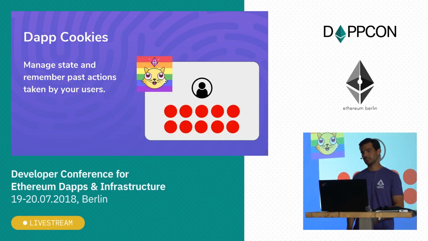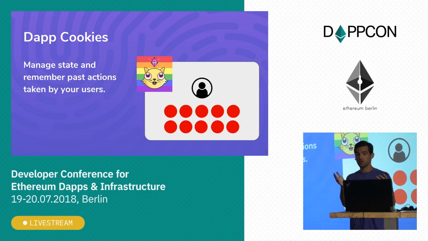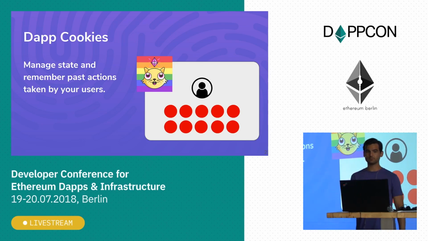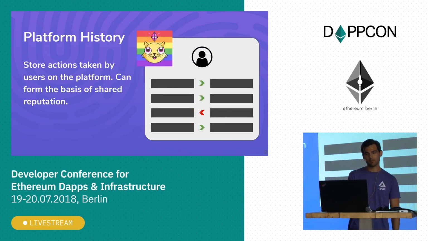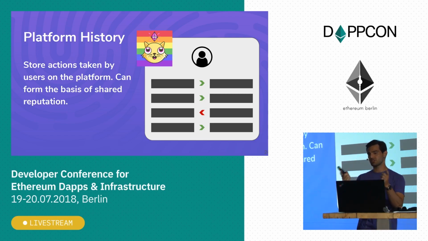dApp cookies. So basically, you have a common location where you can store state and remember past actions taken by your users. So if they're on mobile or on desktop, they have the same history and experience. Platform history. This is basically taking data that's already on chain, making it more available and easy to use by other apps. So you can store actions taken by users on the platform. This is just the transfer log. And this can eventually form the basis of shared reputation.